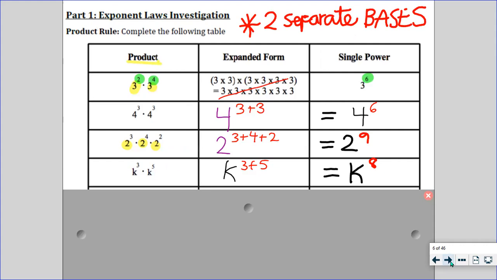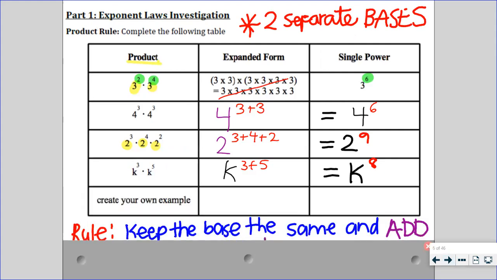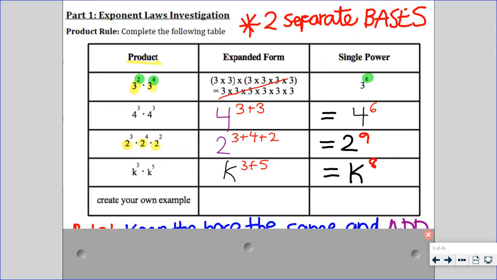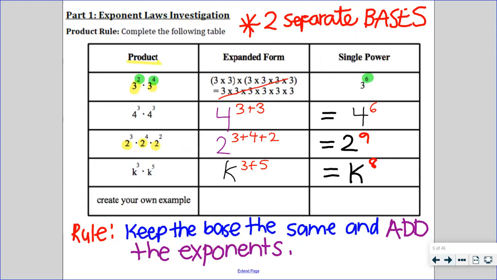All right, so next we're going to talk about product rules. Here, our first example is our base of 3 to the power of 2. Here we have a dot in the middle, which represents multiplication, followed by another base of 3 to the power of 4. So as you can see, our bases are the same. Both of our bases are 3. However, we have 2 different exponents. Our first exponent is 2. Our second exponent is 4.